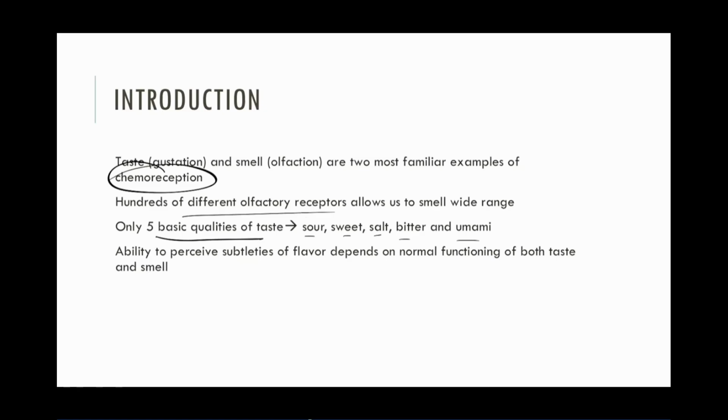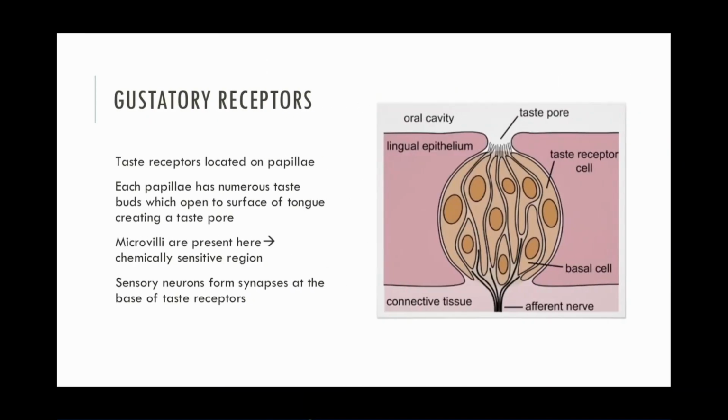That's why when you're sick and you have sinusitis or a nasal infection, you can't taste food very well, because the smell receptors are all occupied. They don't do anything. So our gustatory receptors are little taste buds on our tongue. Each papilla has numerous taste buds which open to the surface of the tongue, creating a pore to allow whatever we're eating in so we can taste it.